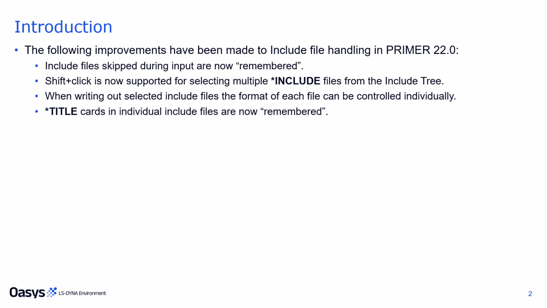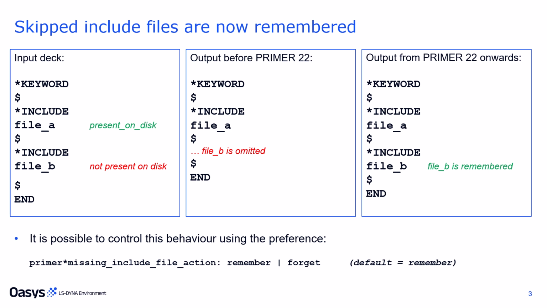This presentation describes some improvements to include file handling in Primer version 22. Skipped include files are now remembered. When Primer reads a model, it deals with the problem of a missing include file by offering to skip it.